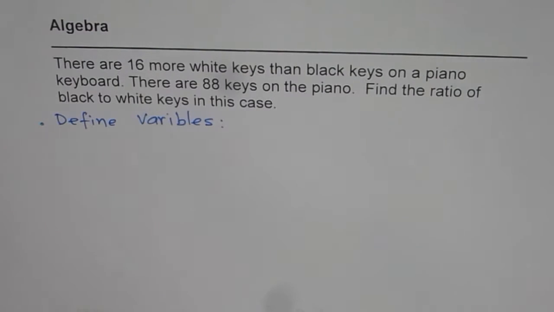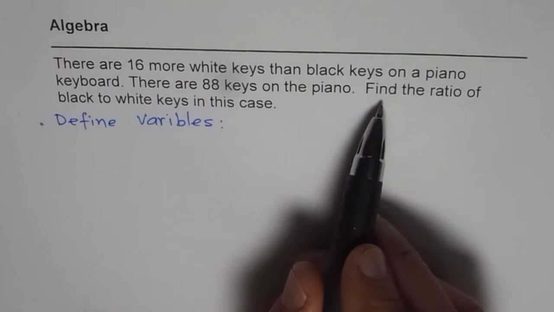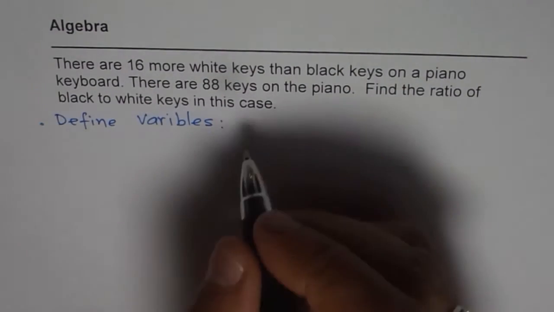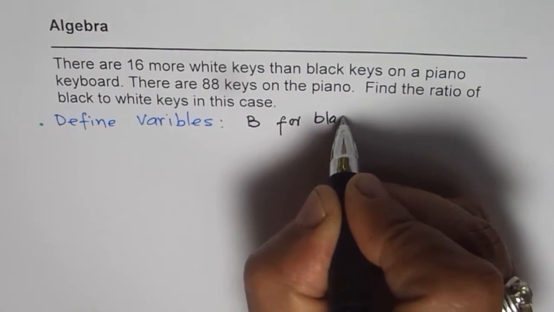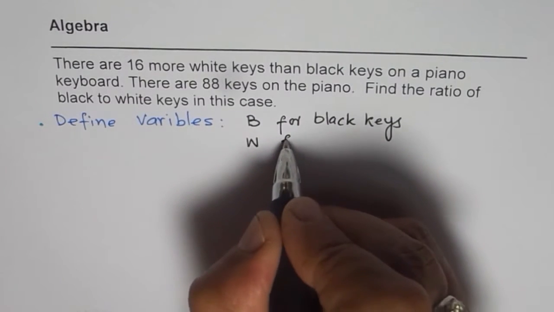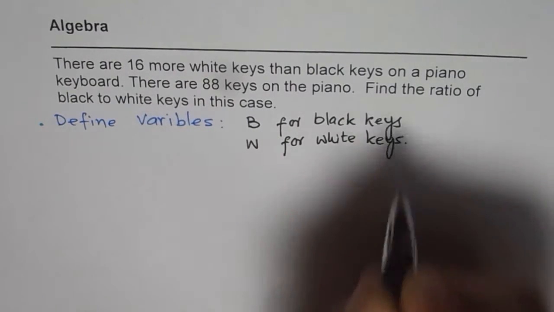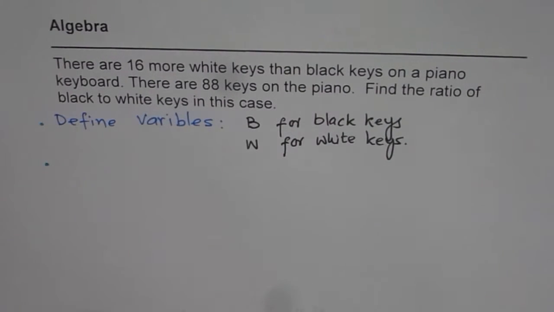Now in this case, what are the variables and how do we figure out which variables to define? That comes from the last statement: what do you want to find? Find the ratio of black to white keys. So our variables are, let's say, B for black keys, and W for white keys. We have defined our variables. Algebra is all about variables. You have to define a variable in algebra, then solve the question.